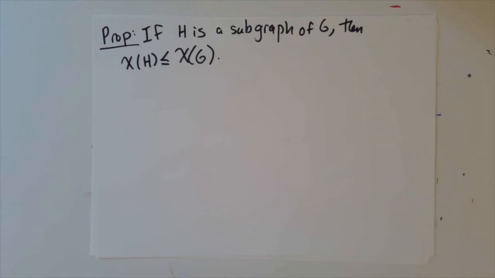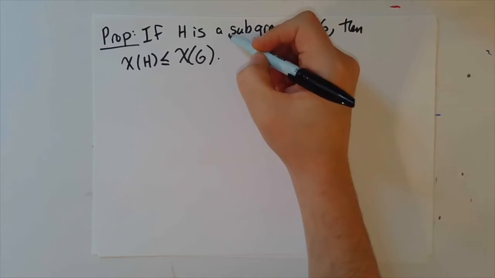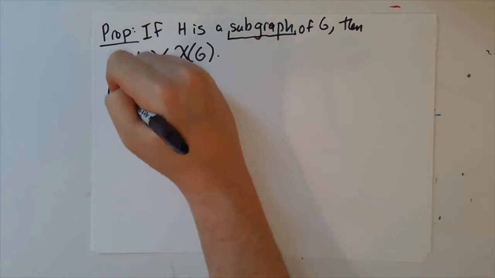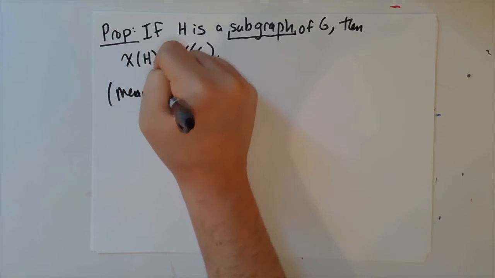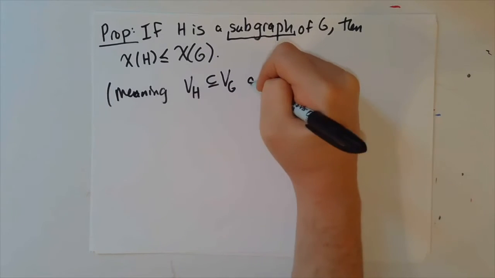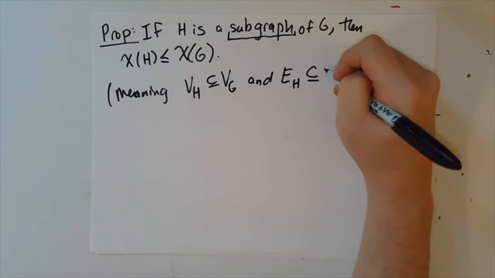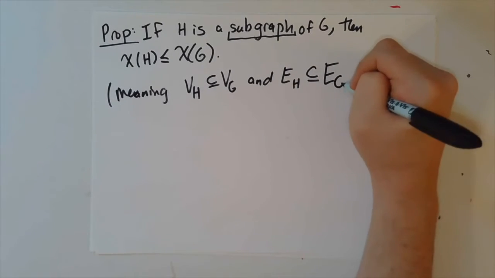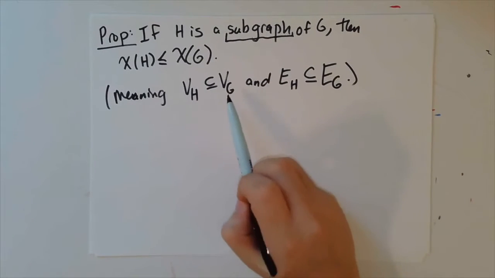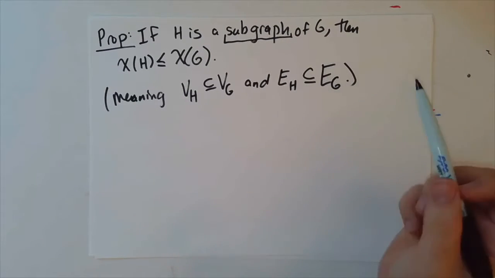Okay, so let's think about this. What does it mean, again, to be a subgraph? A subgraph here means that the vertices of H are a subset of the vertices of G, and the edges of H are a subset of the edges of G. And of course, if you dropped one of the vertices out of G, then you definitely can't include any of the edges that included that vertex.